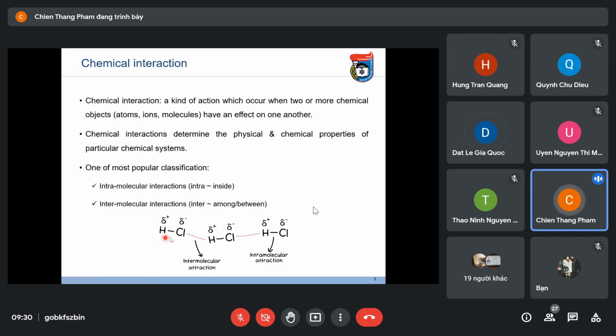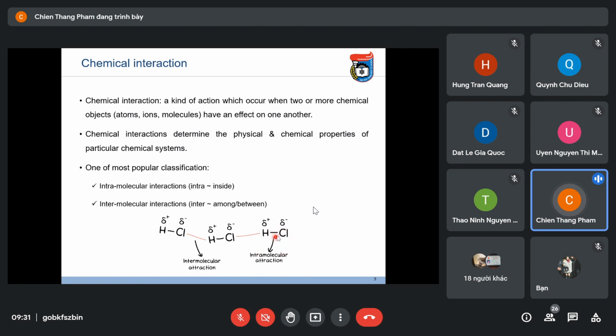Okay, good. Here we consider hydrochloric acid, and you can see the different interactions. The first one, with the dots, is the interaction between different molecules. So the dotted line represents the intermolecular interaction, between different molecules. And the bond between the hydrogen and chlorine atoms is the intramolecular interaction.